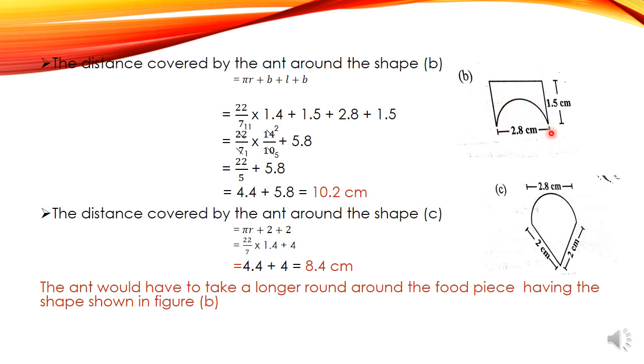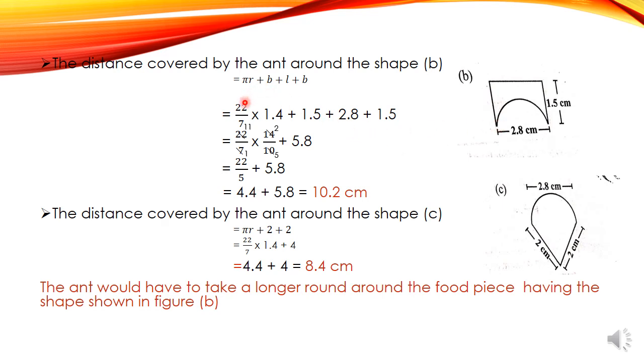Then it is moving this much distance, that I have taken as B, 1.5 centimeter, and then this length is L. And here again B, this length is given as 2.8 centimeter, and this length and this length are the same, 1.5 centimeter. So children, the ant has to move this distance, that is pi r, then this distance 1.5 centimeter, then this distance which is equal to 2.8 centimeter, and this distance, that is B, 1.5 centimeter. So all this length we have to add.